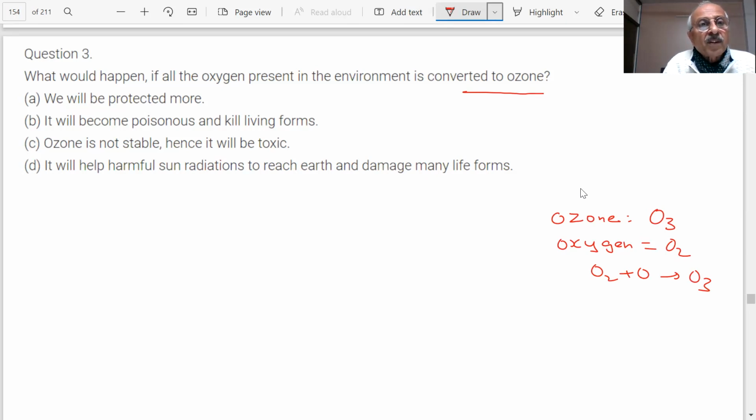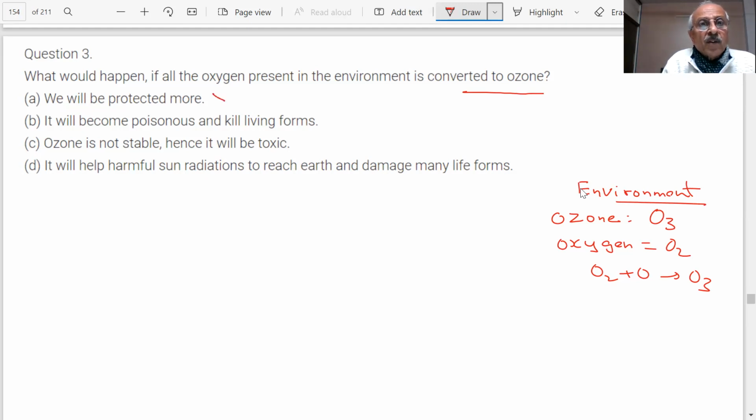Choice A, we will be protected more. B, it will become poisonous and kill living forms. C, ozone is not stable, hence it will be toxic. D, it will help harmful sun radiation to reach earth and damage life. What is the correct answer here, students? Sir, option B.